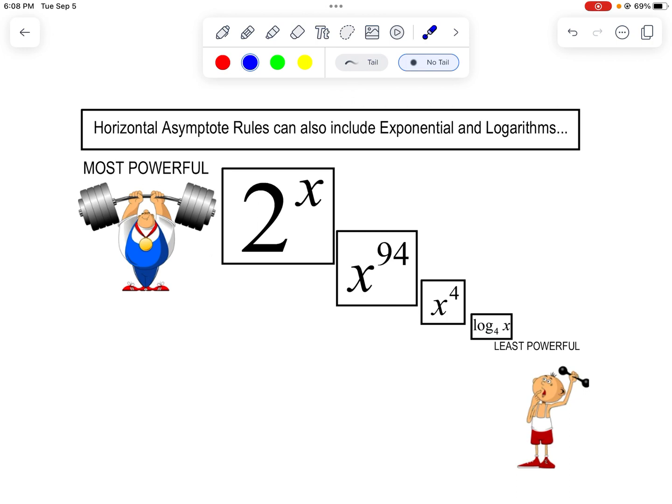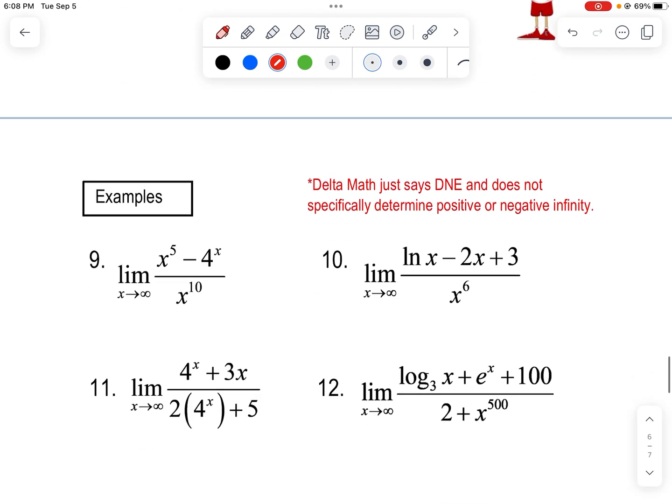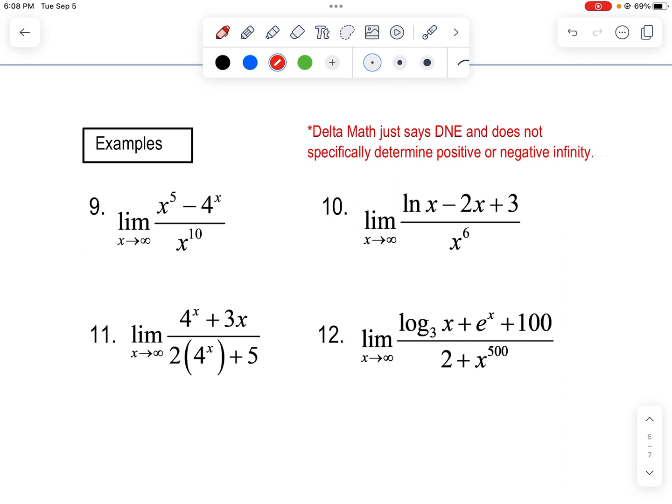And then a log function, that moves so slowly. If you remember, a log graph looks like this. So that very, very, very slowly will approach positive infinity. And so that doesn't hold a lot of weight, okay? So here we have other functions mixed in there. So note there that Delta Math just says does not exist. It does not specifically determine positive or negative infinity.